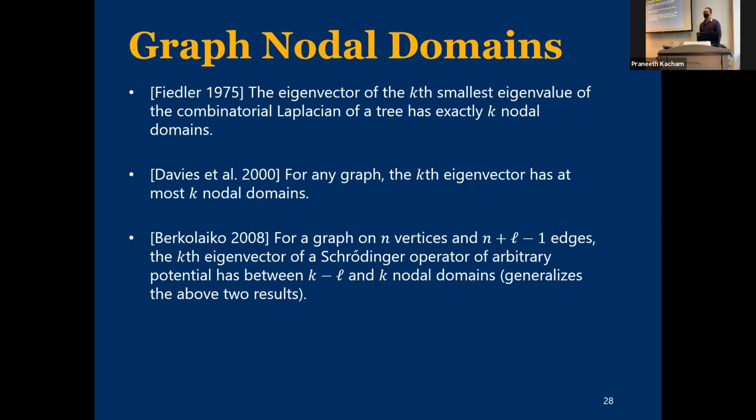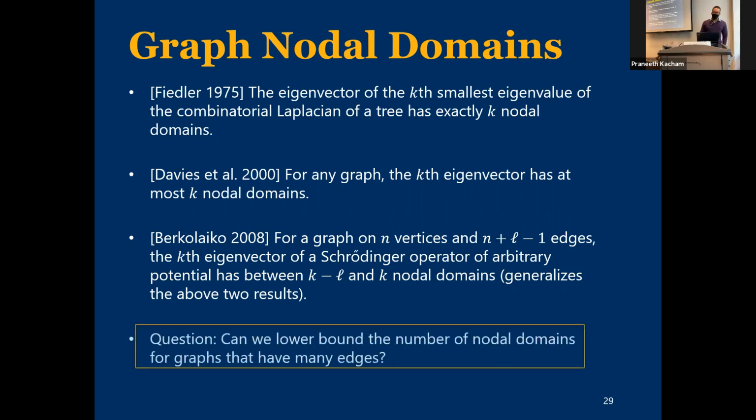Any other questions right now? Okay. So we have a good idea of what happens when our graph is close to being tree-like. So we can ask though, I have this upper bound of the number of nodal domains. Can I say anything more if I have a dense graph? And perhaps the most natural question is, what if I just select a graph at random?